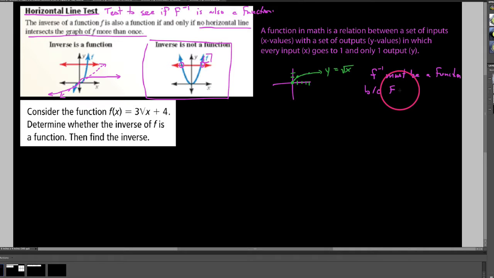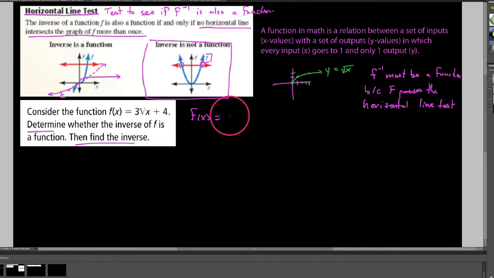because f passes the horizontal line test. That's what we did, where we're just checking to see, hey, would a horizontal line hit this more than once? Because it doesn't, that means that f inverse is a function and we should be able to find it. So now what I want to do is actually go find the inverse. So let's go ahead and start with this.